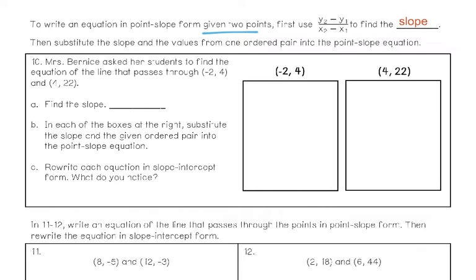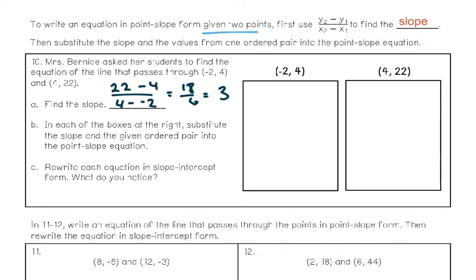So here's an example with Mrs. Bernice. She's asked her students to find the equation of the line that passes through this point, -2, 4, and 4, 22. Step 1, we're going to find the slope. Go ahead and do that now and press play when you're ready to check. You should substitute your values in, get 18/6, or more simply, 3.